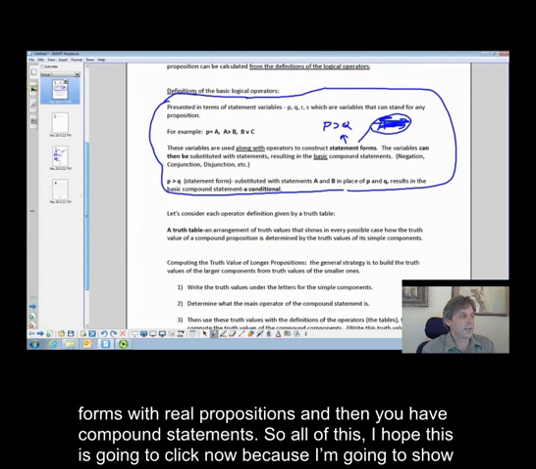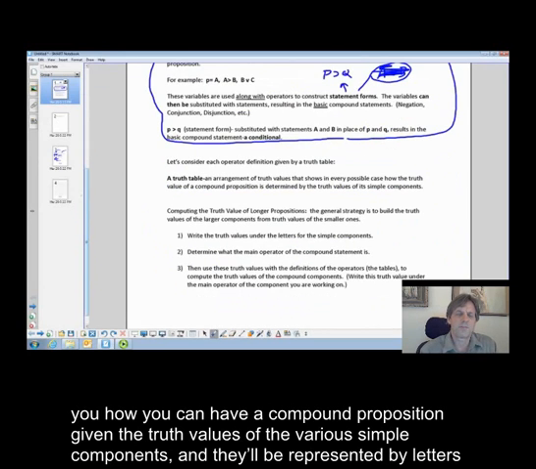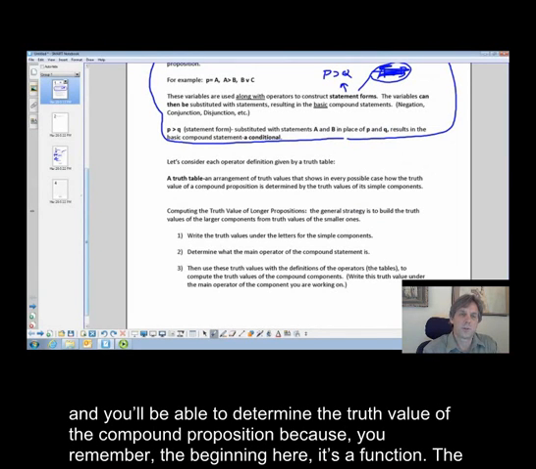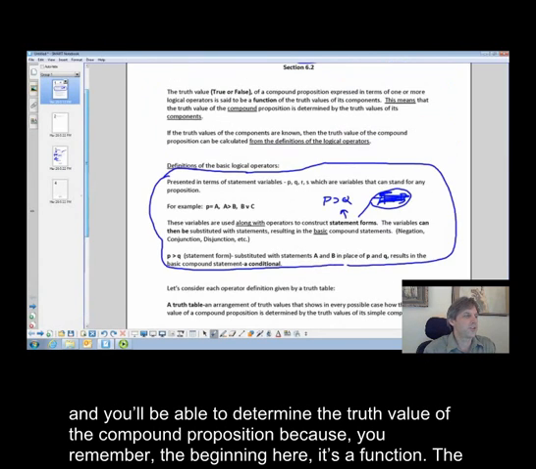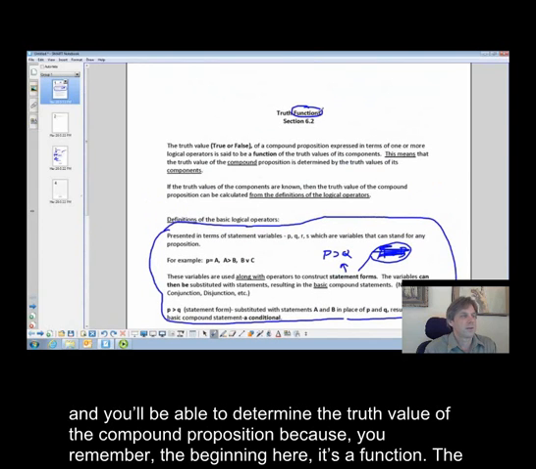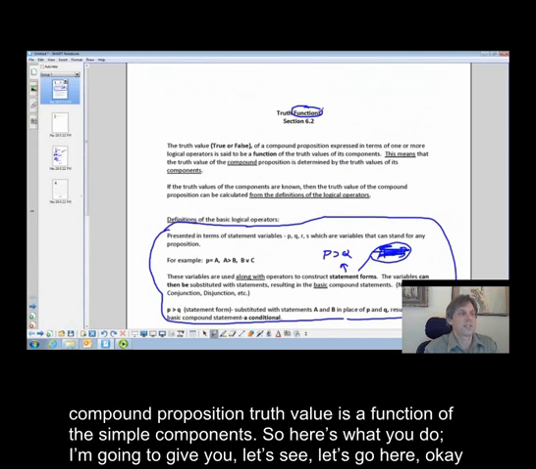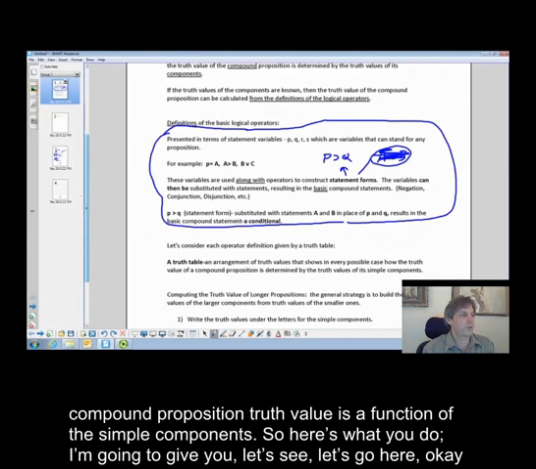Okay, so all this, I hope this is going to click now, because I'm going to show you how you can have a compound proposition given the truth values of the various simple components, represented by letters, and you'll be able to determine the truth value of the compound proposition, because you remember from the beginning, it's a function. The compound proposition's truth value is a function of the simple components. Okay, so here's what you do.